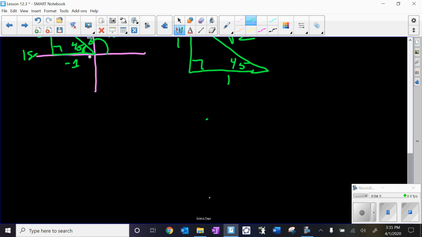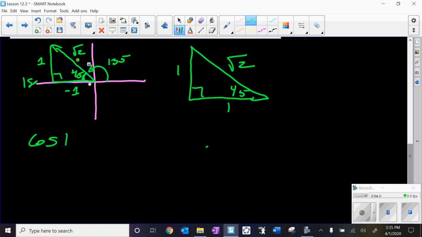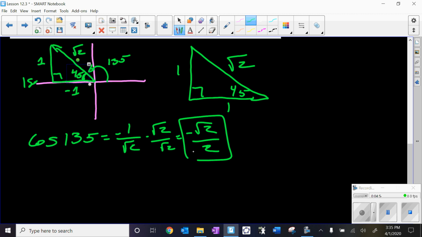Cosine of 135. Remember, cosine is adjacent over hypotenuse, so we're going to use this 45-degree angle in here. Adjacent would be this negative 1 over the hypotenuse, which is the square root of 2. I don't want to leave it like that. I want to get the square root out of the denominator. So we're going to multiply by square root of 2 over square root of 2. That gets us negative square root of 2 over 2 as our exact value.